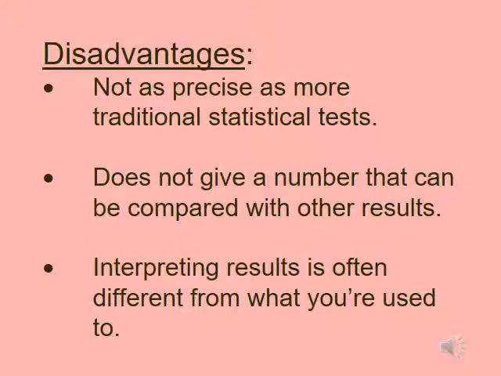Everything in stats has trade-offs, though. And the big trade-off with non-parametric statistics is they're not as precise as the traditional statistical tests you use. In particular, you're not going to get a number. You're not going to get like a p-value that you can use, or you're not going to end up getting a specific number for t or z or r that you can compare with other things. You'll get an answer yes or no, but basically that's it. Also, interpreting the test is a little bit different from what you've done before, although honestly, it's still pretty straightforward.